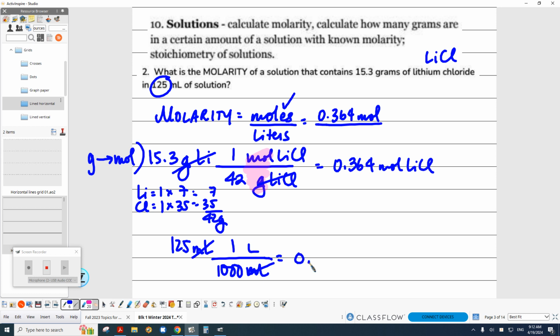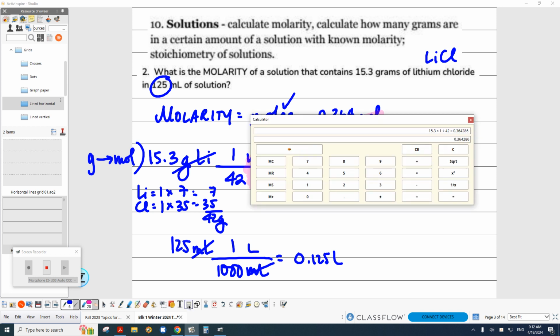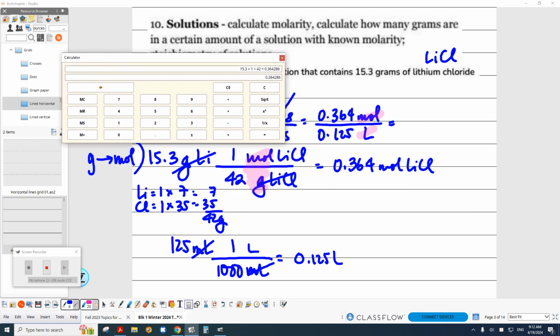That's 0.125 liters. Now do we know the liters? Sure we do. 0.125 liters. And now, because you know the moles, and now because you know the liters, you can calculate the molarity. Essentially, it's 0.364 divided by 0.125. 3-digit answer is 2.91 molarity or molar.